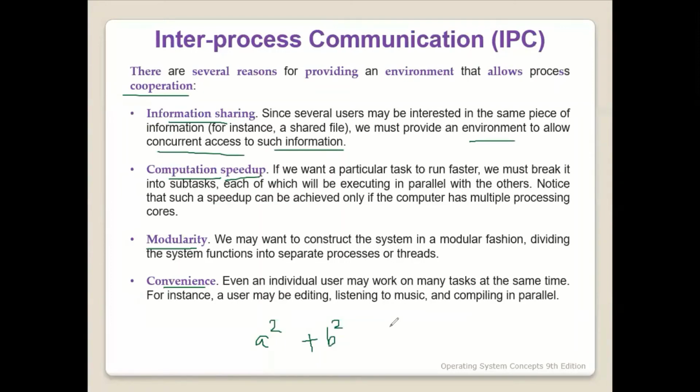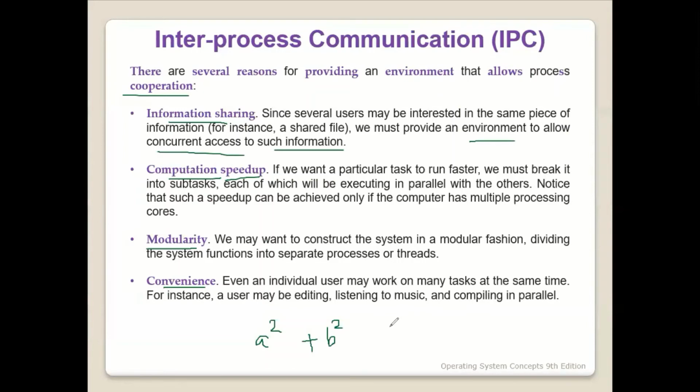If you want to do it faster, one process will do a square, another process will calculate the b square, and the output may be given to a third process which will sum them up. Do you get the idea? So the two processes, a square and b square, will be done concurrently, and their outputs will be added up to get the final answer. In this way, you are saving time.